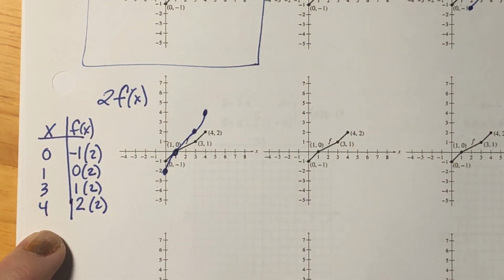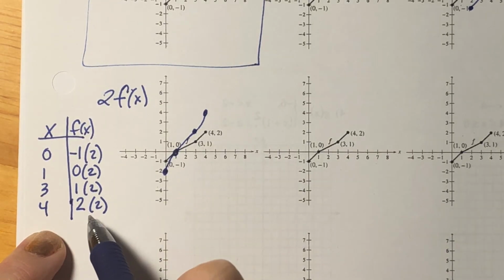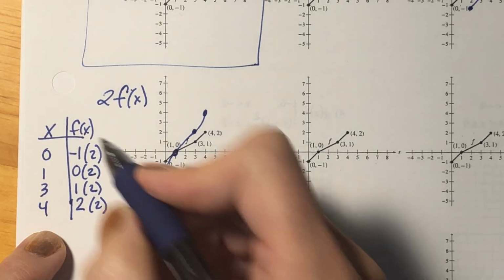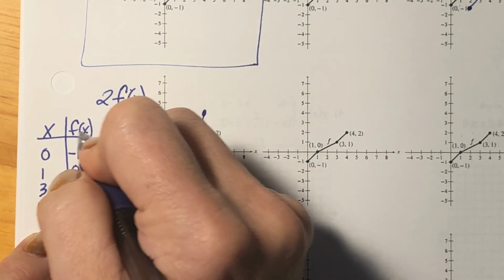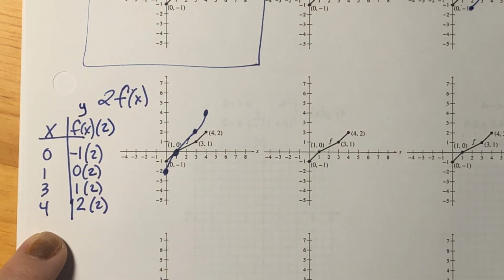We can see that. Okay, again, it's an outside 2, so I multiplied all of the f of x's by 2, okay? I should really call this f of x times 2, or I could call this y, all right?